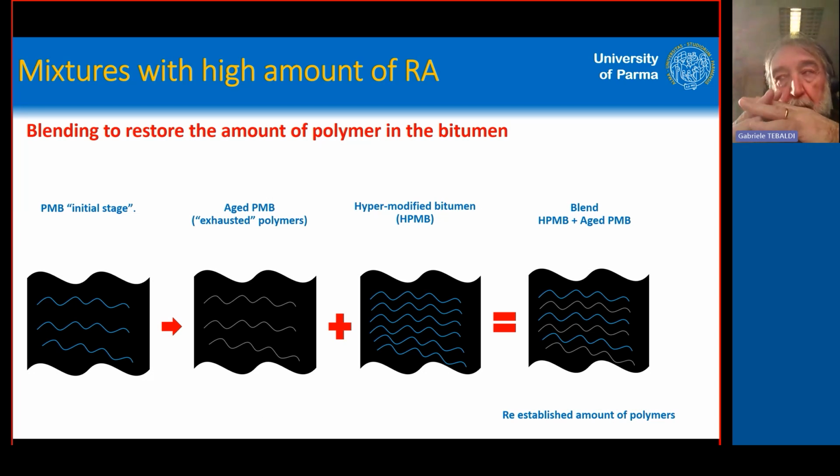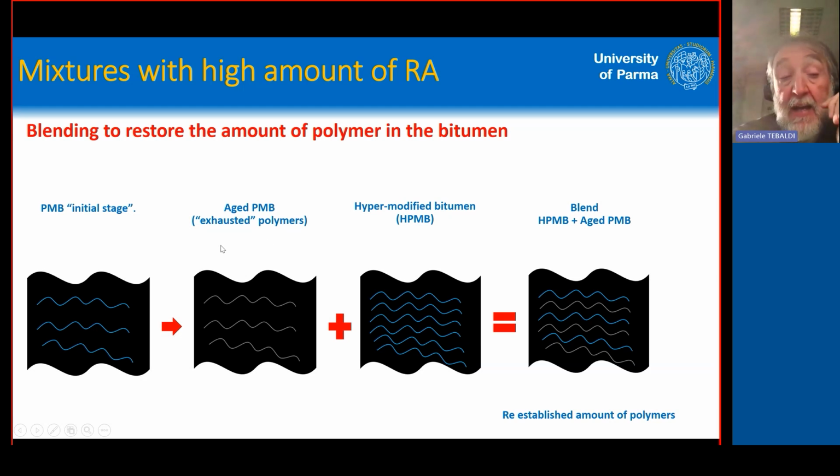So we need to put ourselves in the condition to answer what we are able to do with the requirement in terms of performance. Or if we use a polymer modified bitumen, are we sure to have the right amount of active polymer in our mixture? Because generally what can happen is that the aged bitumen or the polymer modified bitumen has exhausted polymer inside that is not active, not able to give us what we are looking for.